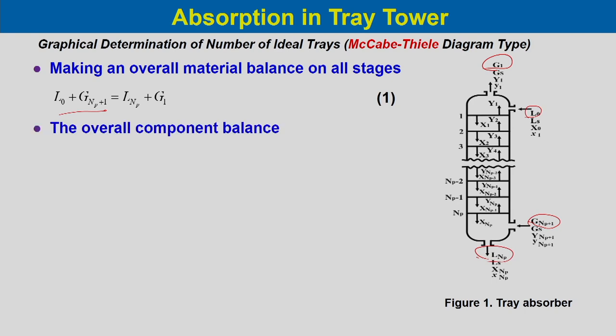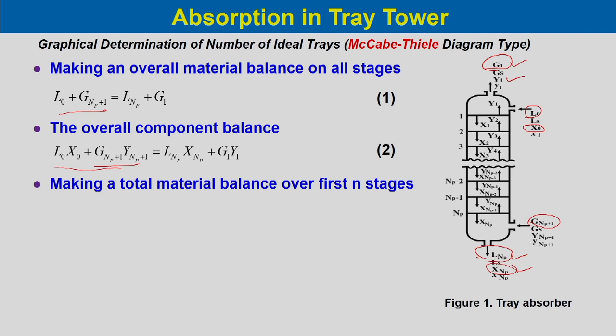Now, if we do the component balance for the solute, with the inlet liquid we have L naught X naught, and similarly with the inlet gas, plus G N P plus 1 into capital Y N P plus 1, which is over here. So, this is the inlet, and the exit composition is L N P into X N P, that is over here, and then G 1 into capital Y 1. So, this is the overall component balance.